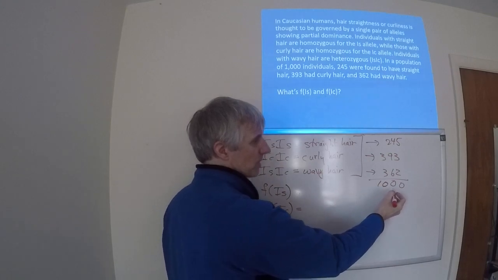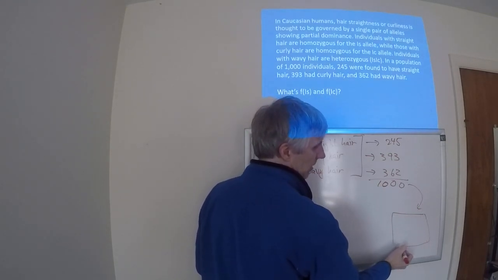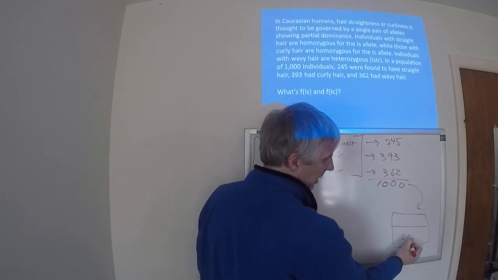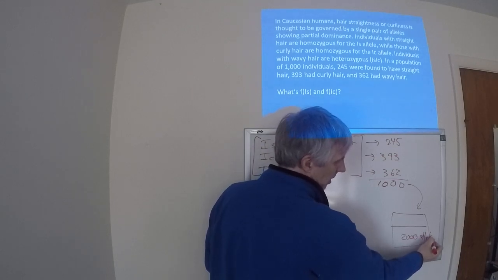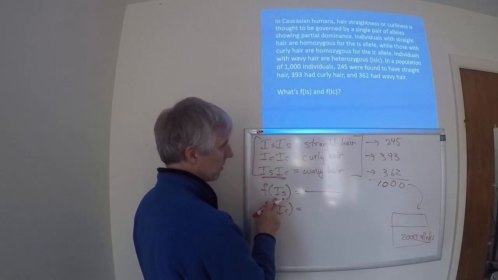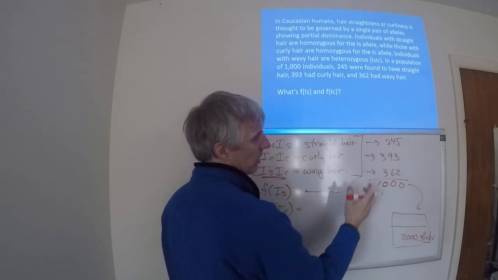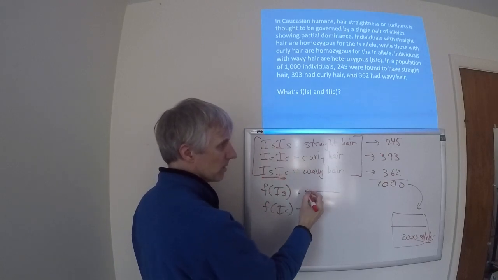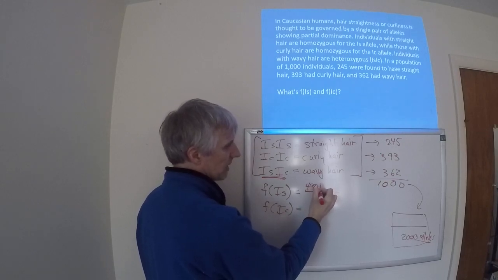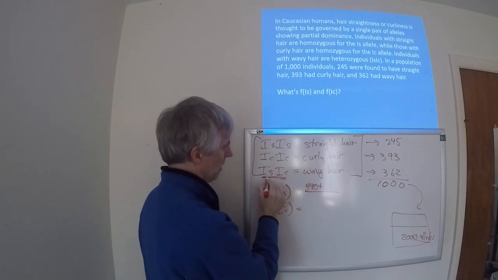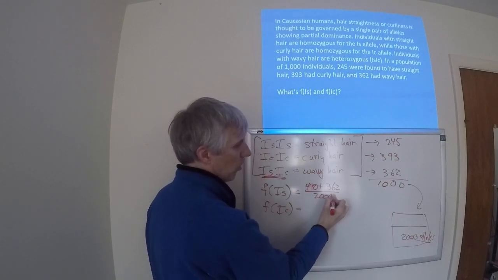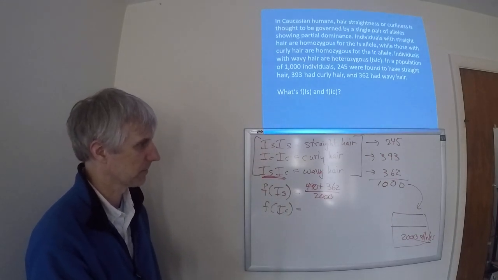These are individuals. All these individuals are going to dump their alleles into a bucket. They can dump 2 alleles each. That means I should have 2,000 alleles in my bucket. Okay? How many of those alleles are IS? Well, I have 245 individuals contributing 2 alleles each. That should be 490 plus the heterozygote contributes 1 each. That's 362. Over 2,000 alleles in the bucket.